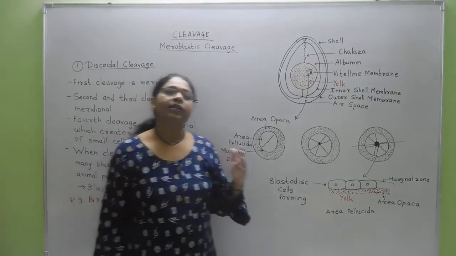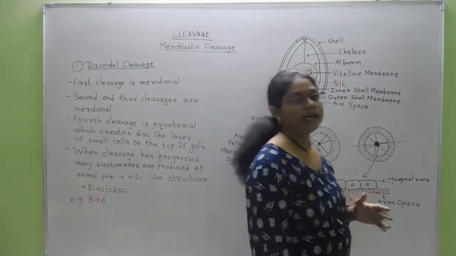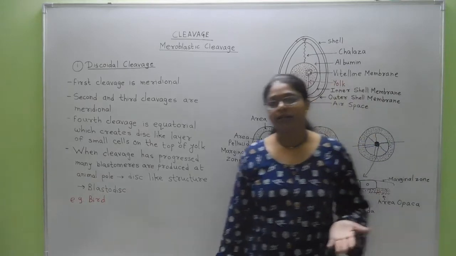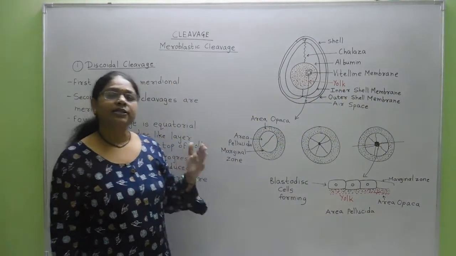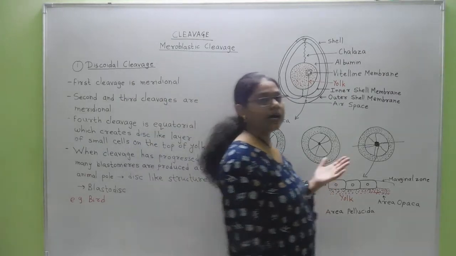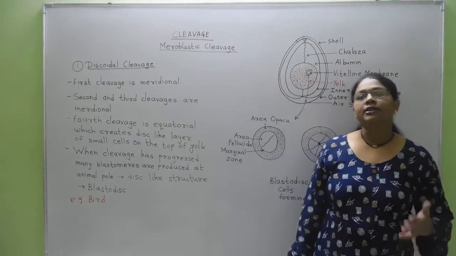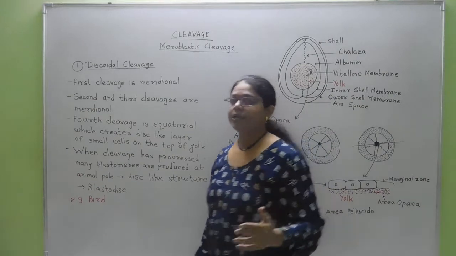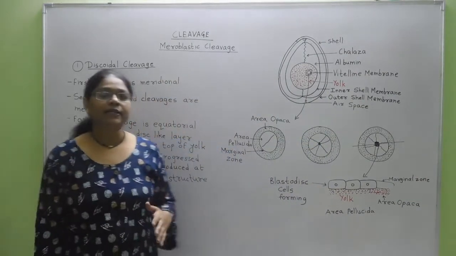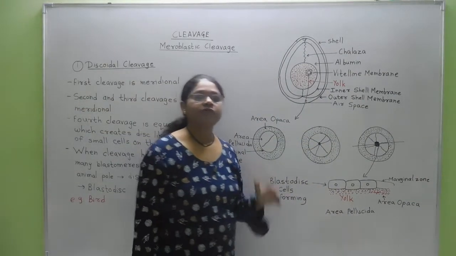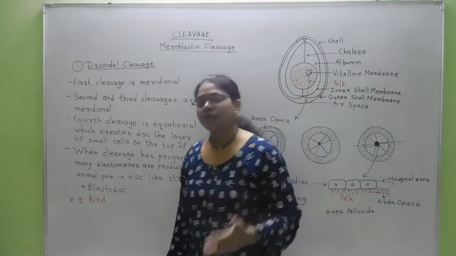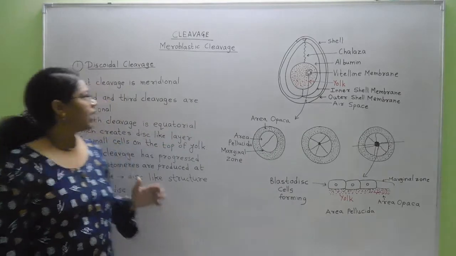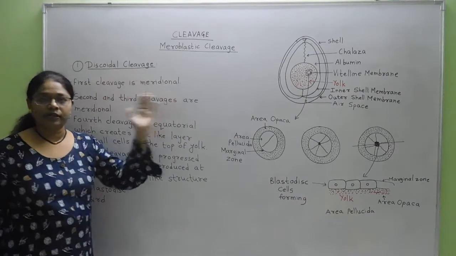Now there are mainly two types of polylecithal eggs, that is telolecithal eggs and centrolecithal eggs. Telolecithal eggs are present in birds and reptiles, and centrolecithal eggs are present in insects. So first we will see the meroblastic cleavage which takes place in the telolecithal eggs. Such type of cleavage is also called discoidal cleavage.